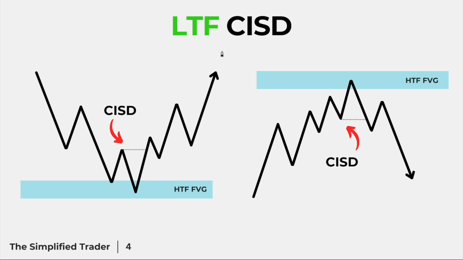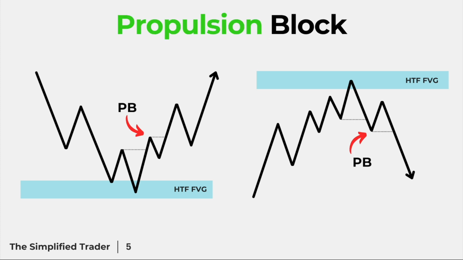Now how do we actually take a continuation setup out of a change in the state of delivery? And here we have the secret sauce. This is how we take a continuation play out of a change in the state of delivery. We wait for a propulsion block to form. So what is a propulsion block?